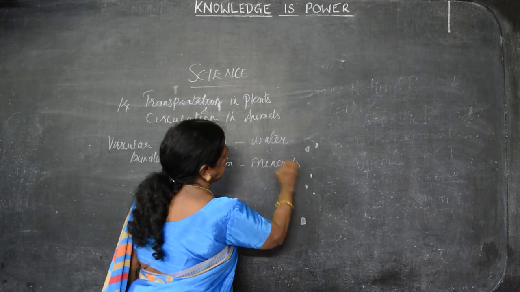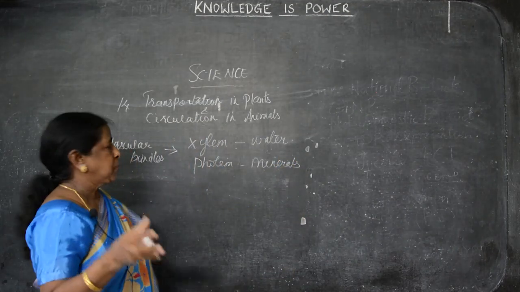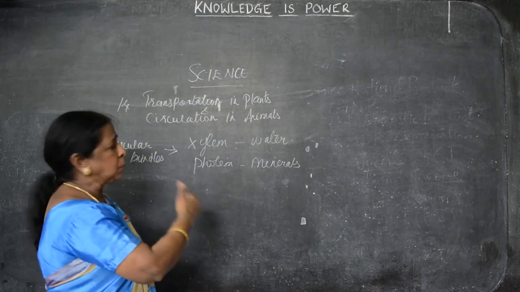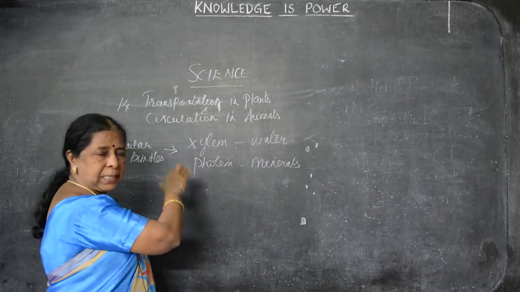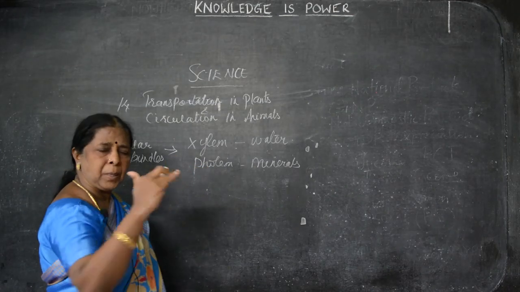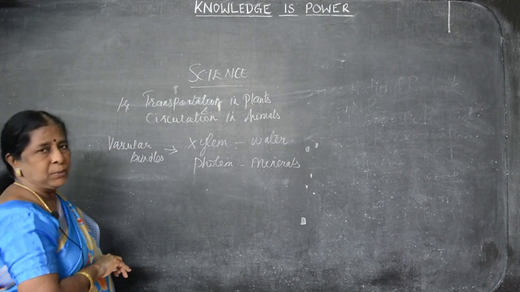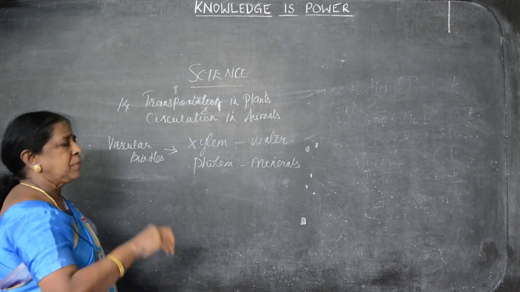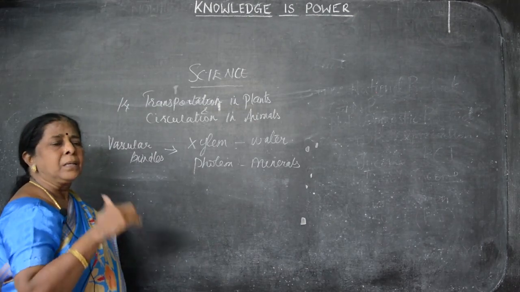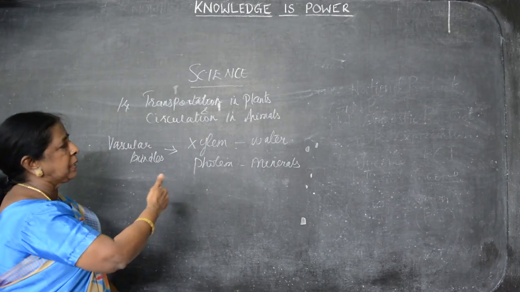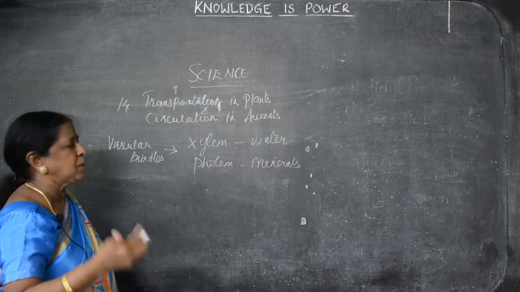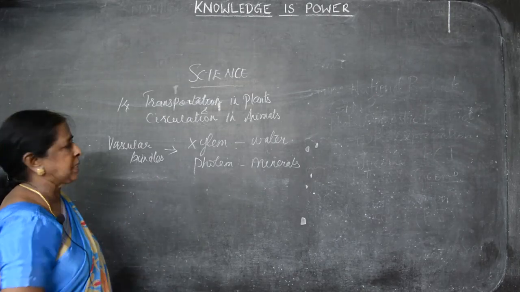All the minerals present in the soil are absorbed by the root, and through the root they go to the xylem and phloem, which you can see in all parts of the plant, in the stem, root and leaves. So whatever the height may be, the water and minerals reach the top of the plant because of the xylem and phloem present in it.